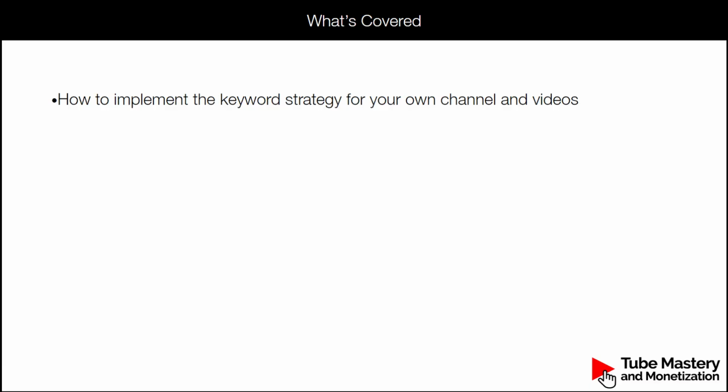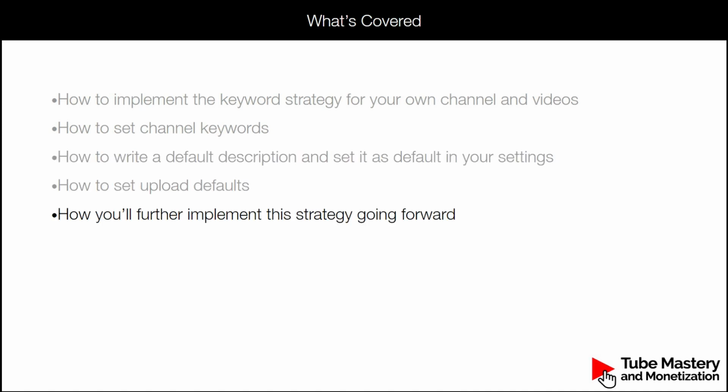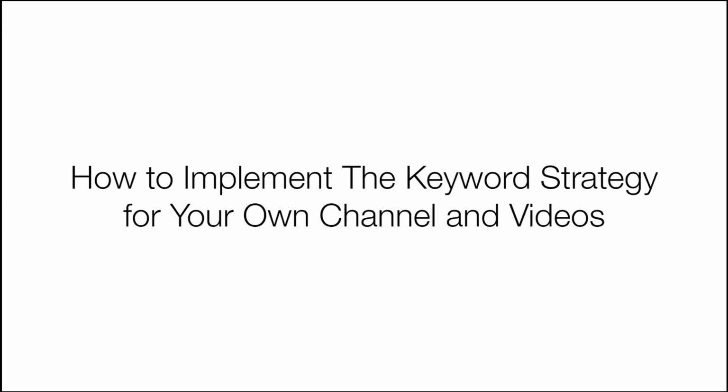What are we going to be covering? First of all, how to implement the keyword strategy for your own channel and videos, how to set channel keywords, how to write a default description and then set it as the default description in your settings, how to set upload defaults, and how you'll further implement this strategy going forward so you know exactly what to do and how to do it. Let's get into how to implement your keyword strategy for your own channel and your own videos.